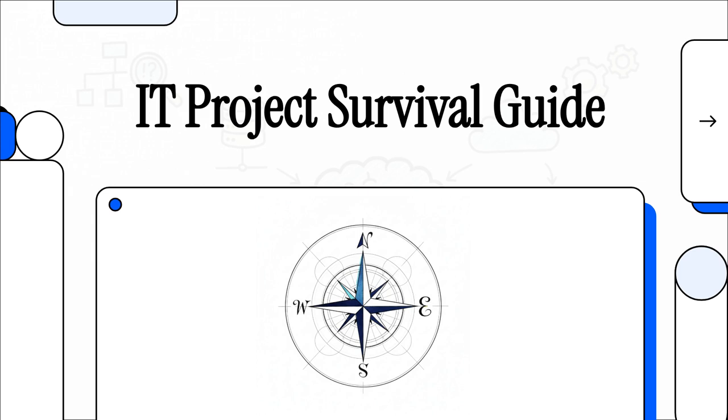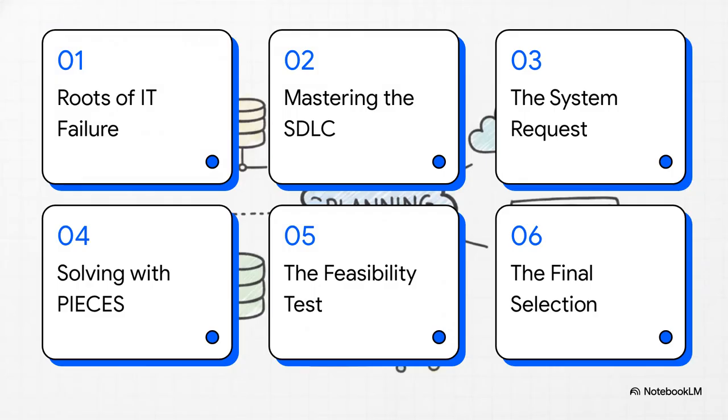So if you've ever wondered why some tech initiatives completely change the game while others just fail spectacularly, well, you're exactly in the right place. All right, let's just dive right into our roadmap for today. We'll be looking at the roots of IT failure, mastering the SDLC, creating the system request, solving problems with the PIECES framework, running the feasibility test, and finally, navigating the final selection.